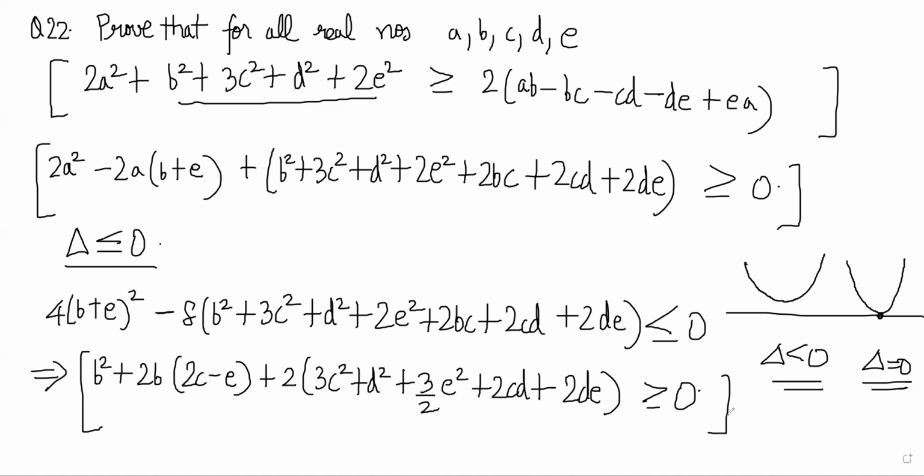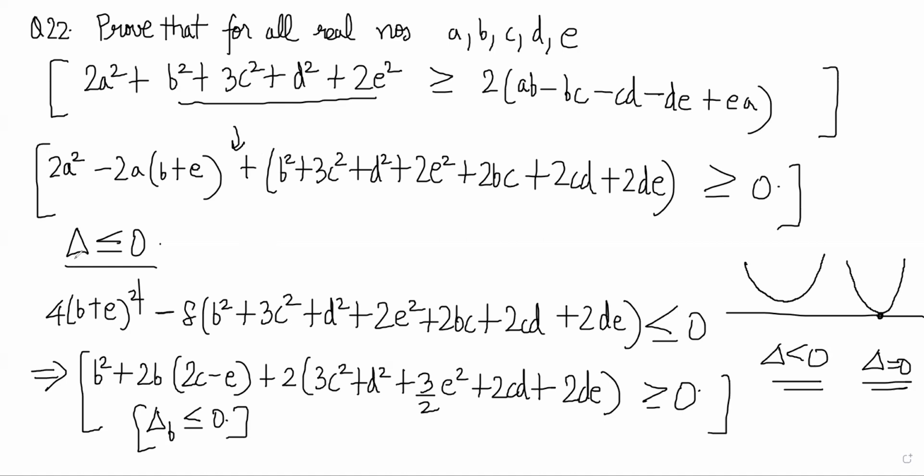I have written it as a quadratic in b. And now this quadratic is also greater than 0. So the discriminant with respect to b is also less than or equal to 0. I will do the same process here as I did for the quadratic in a. Now we are doing it for the quadratic in b.